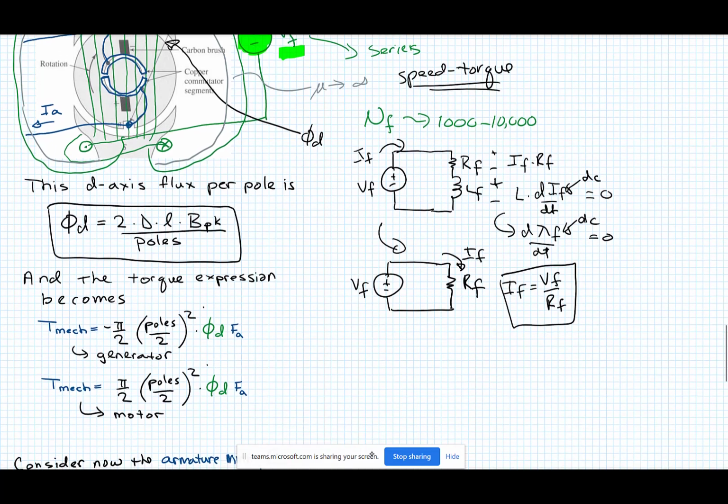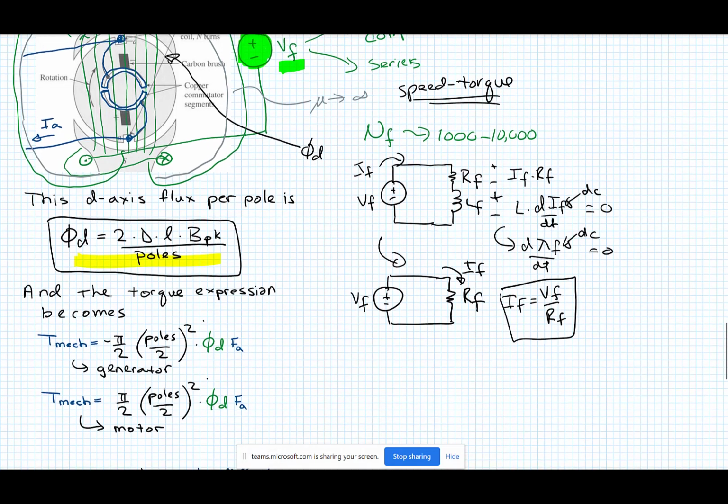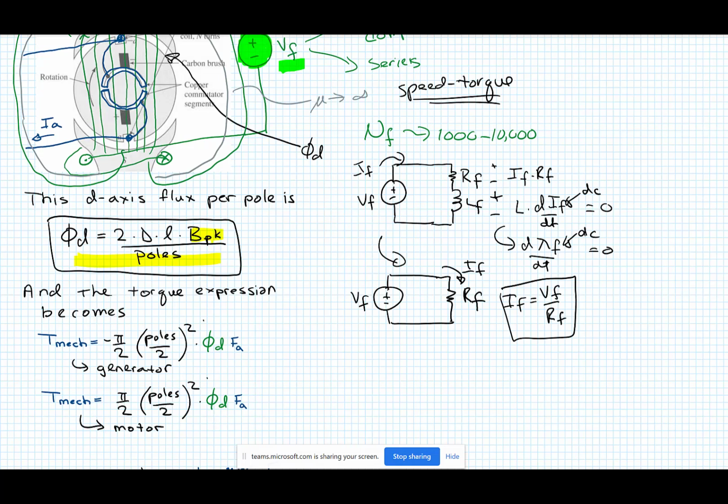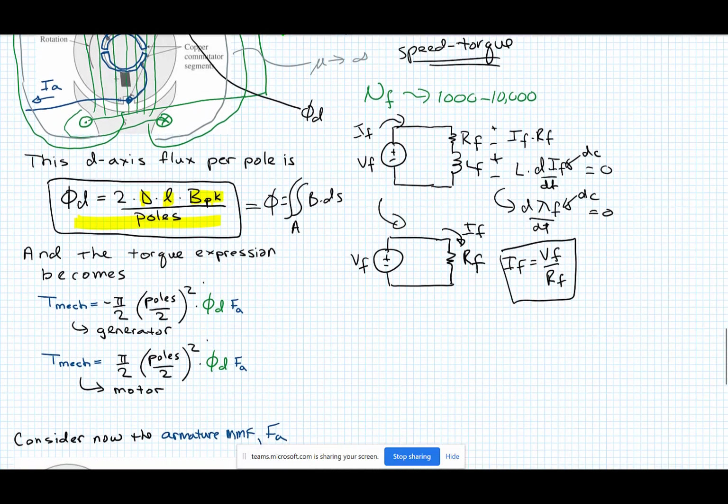Okay, so we got that down. Now let's find an expression for the flux per pole. And so we have that here. It's really take the B peak and multiply it times the area. This really comes from flux is the integral of B dot dS over an area, right? So you're going down the length of the machine, and then you've got the diameter, and it's very similar to the phi P for the synchronous machine.